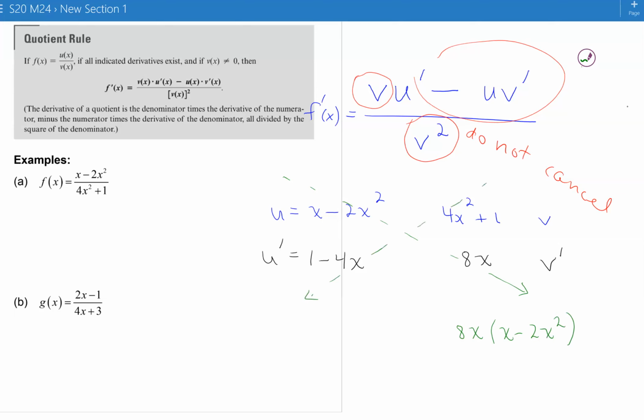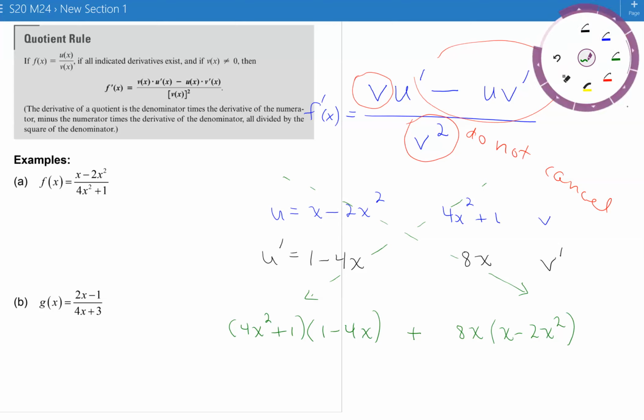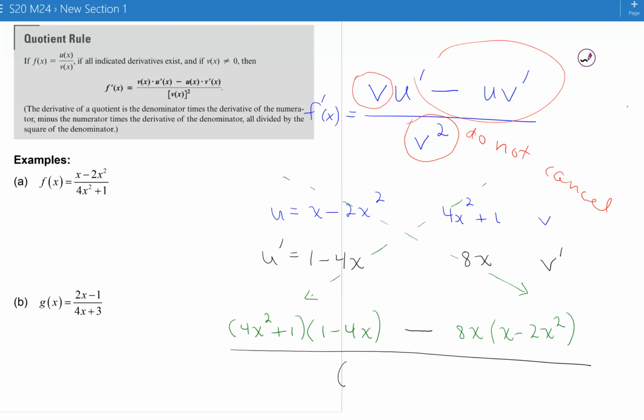And then I'm going to write out this multiplication because I don't want to try and do it on the fly. I'm going to write it out and then do it. So that is the bottom function times the derivative of the top minus the top function times the derivative of the bottom, all over the bottom function squared.